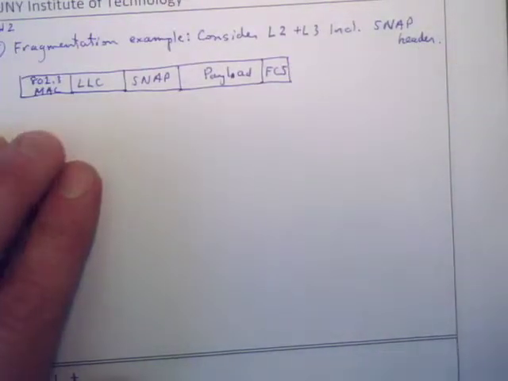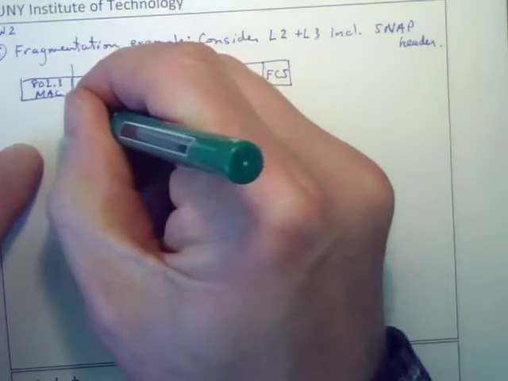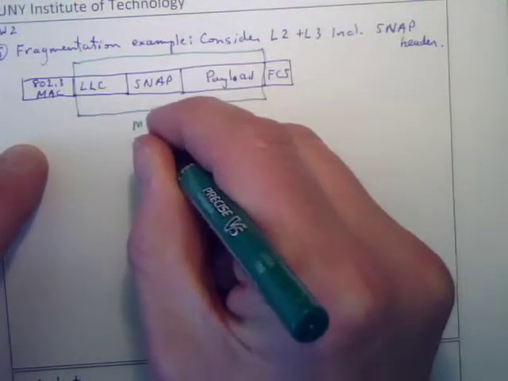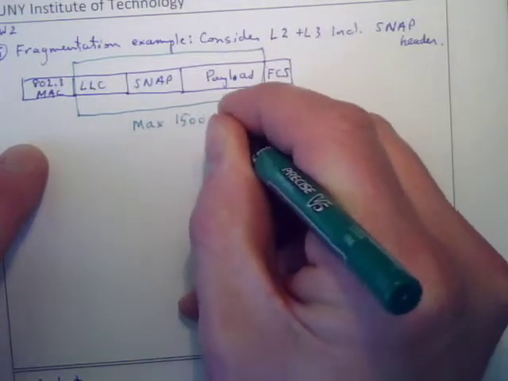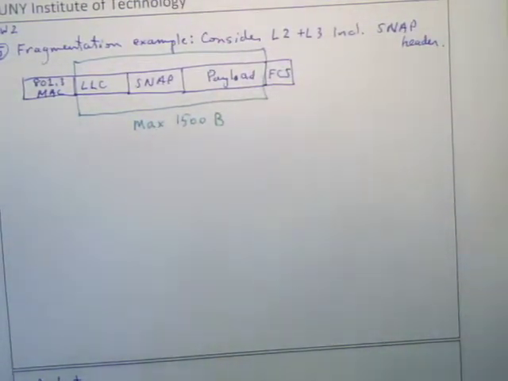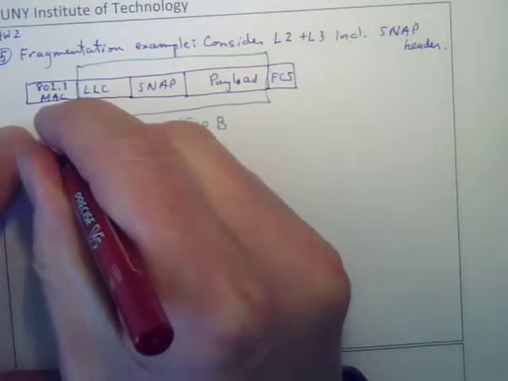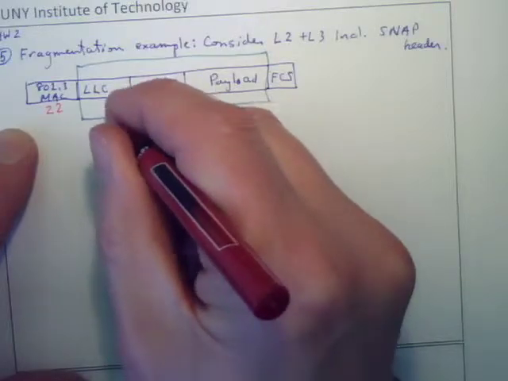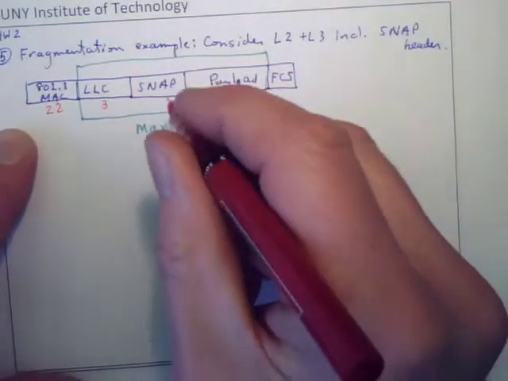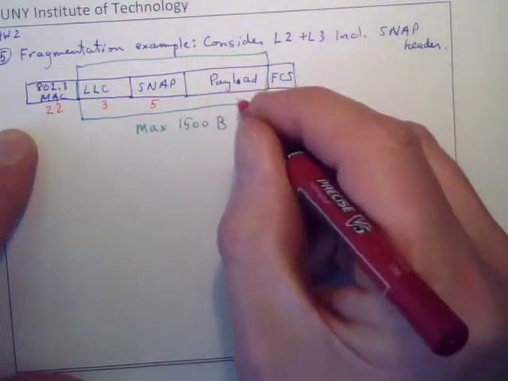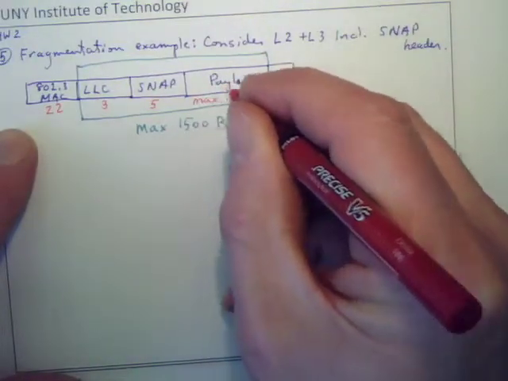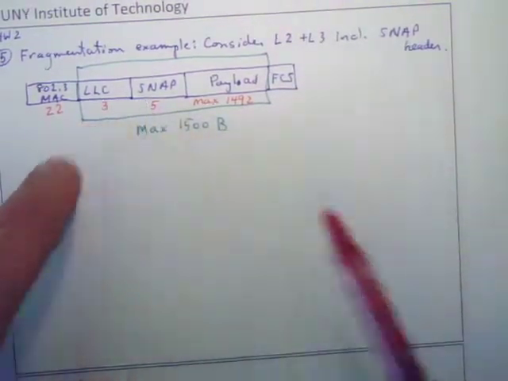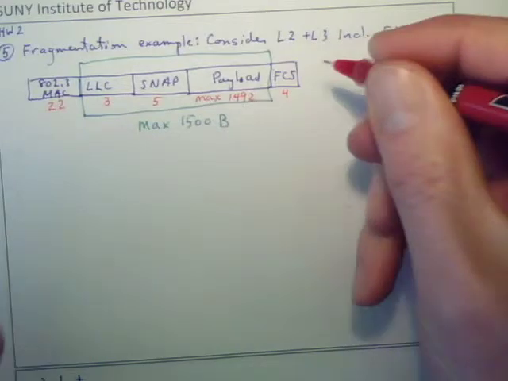Okay, and as I say, it is this payload here that is a maximum of 1500 bytes. But the MAC header is 22, LLC is 3, the snap header is 5, and therefore the maximum of the payload is 1492, which is the 1500 minus the 8. Okay, and then the frame check sequence was 4.